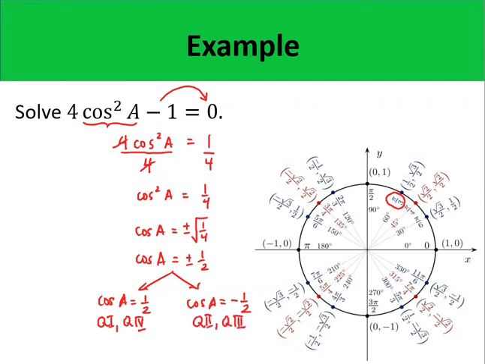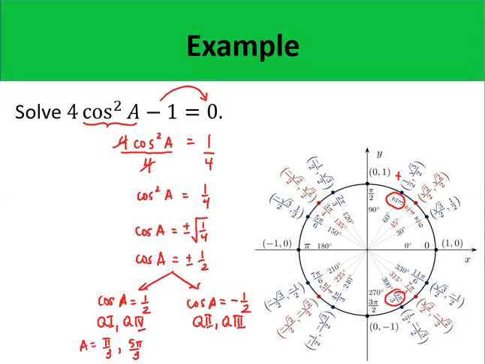Now, cosine A is 1/2 whenever the angle A is pi over 3 in the first quadrant and 5 pi over 3 in the fourth quadrant. Remember, in the unit circle, our definition of cosine is the x-coordinate of the terminal point. So in this case, A is equal to pi over 3 and 5 pi over 3.